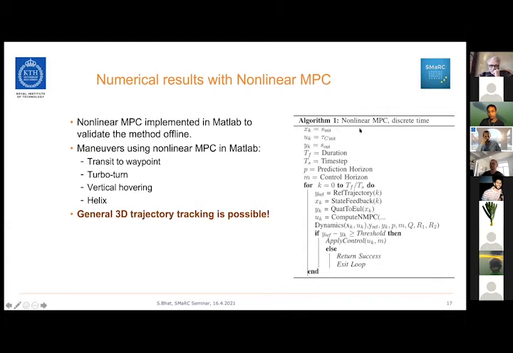So this is the algorithm that was used. We consider, for a certain prediction horizon, that we keep computing the control. So we consider a reference trajectory, we gain state feedback, and we compute this model predictive controller based on the reference trajectory and the feedback. And it keeps applying the controller at each time step. So it's quite a simple algorithm, but the solver itself was in MATLAB.